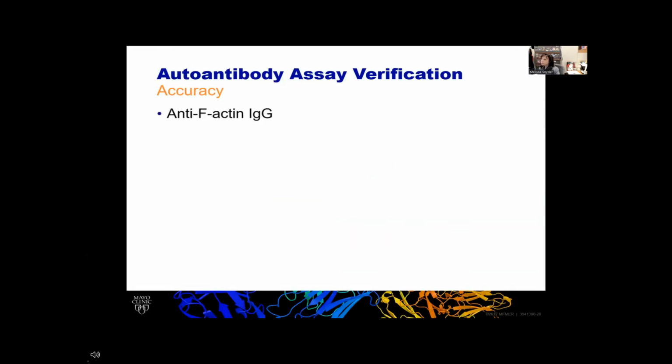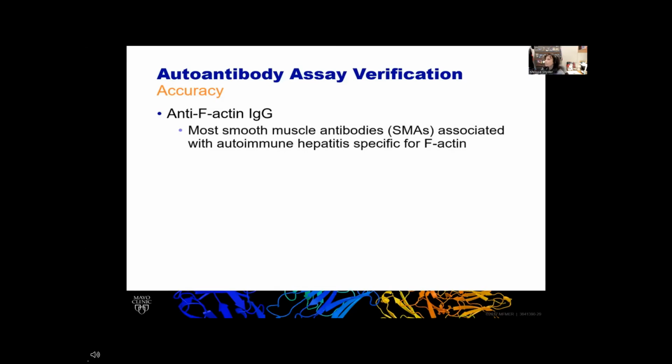The next one I'll show you, the last one I'll show you for assessment of accuracy, we looked at for our verification of anti-F-actin IgG testing. So most smooth muscle antibodies, which are associated with autoimmune hepatitis, show specificity for F-actin as the antigen. So in order to assess accuracy of our F-actin assay, we decided to collect samples which had been ordered for smooth muscle antibody testing, which is done by indirect immunofluorescence.